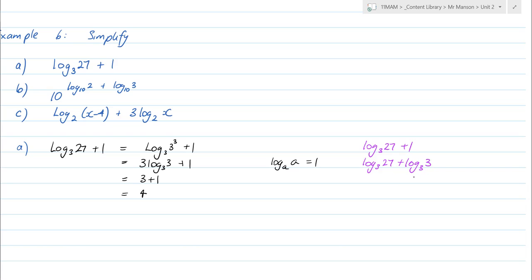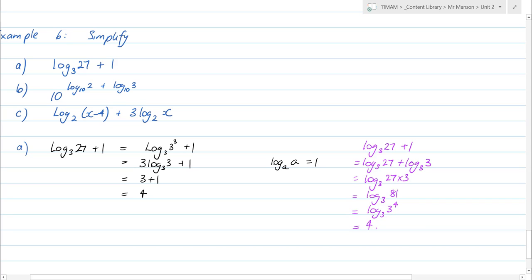So now I've got equivalent bases, which means I can combine them together by writing log base 3 of 27 times 3, which equals log base 3 of 81. And then that's log base 3 of 3 to the power 4, which is just equal to 4. So I get the same answer.